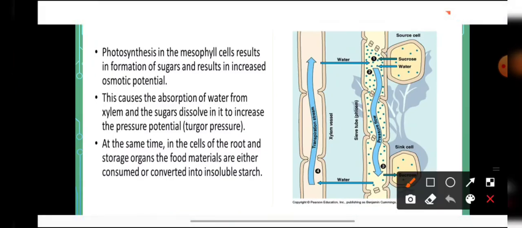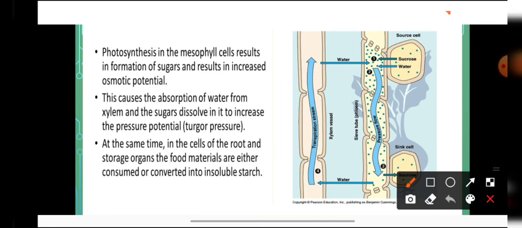So students, this experiment that Münch performed, ultimately through this experiment he proved how translocation is taking place from the source end, that is from the leaves, to the sink end, and the sink end parts can be roots or storage organs or meristems where growth is taking place.